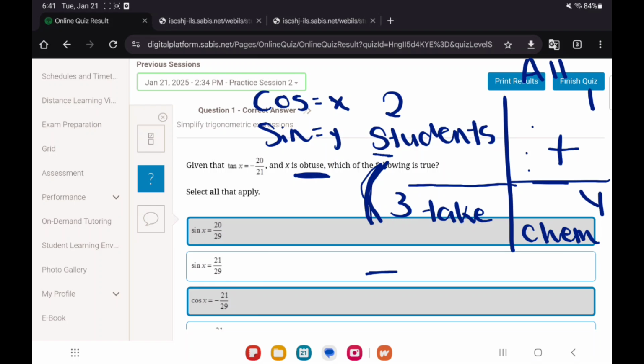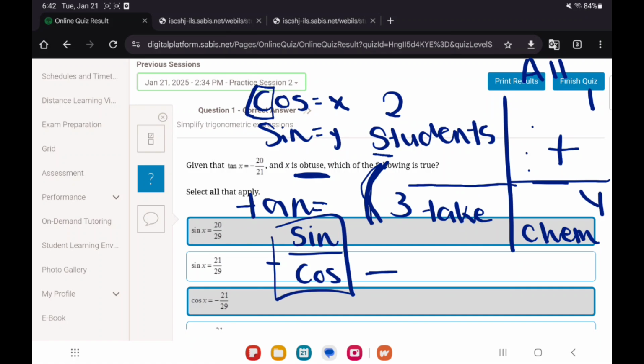So cosine will be negative, and then tangent is sine over cosine. So when one is negative, the whole thing is negative. So tan will also be negative in those two quadrants here, okay?